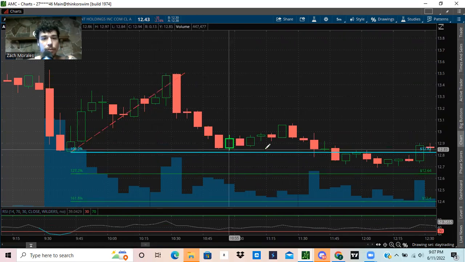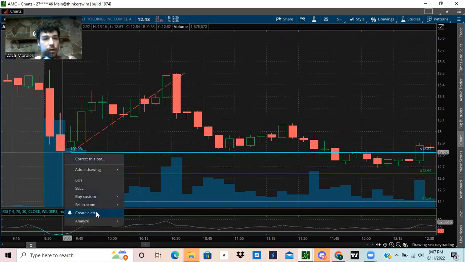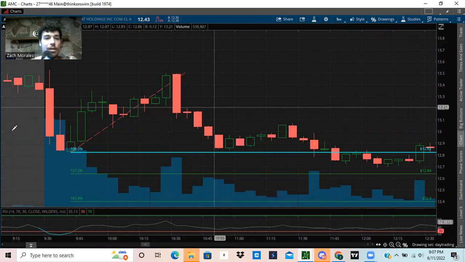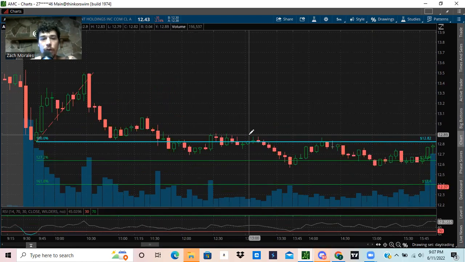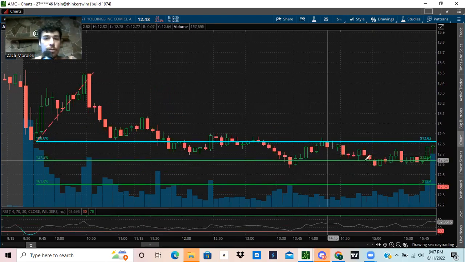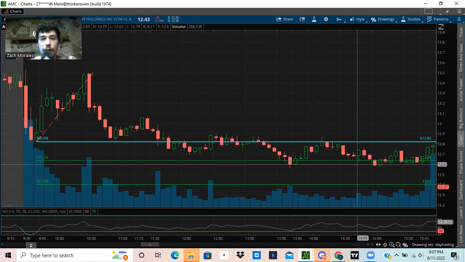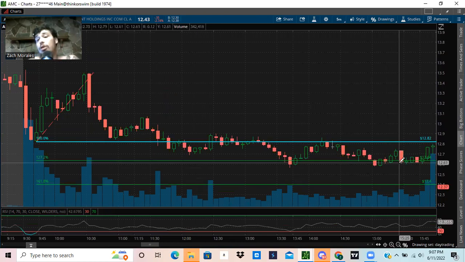And now we have our blue breakout level. We come here, we hit create alert, at or below. And that's going to let us know to enter a short position. And what do you know? First bullish price target hits, take profit. That's why they're called take profit levels. And you took some profit here.